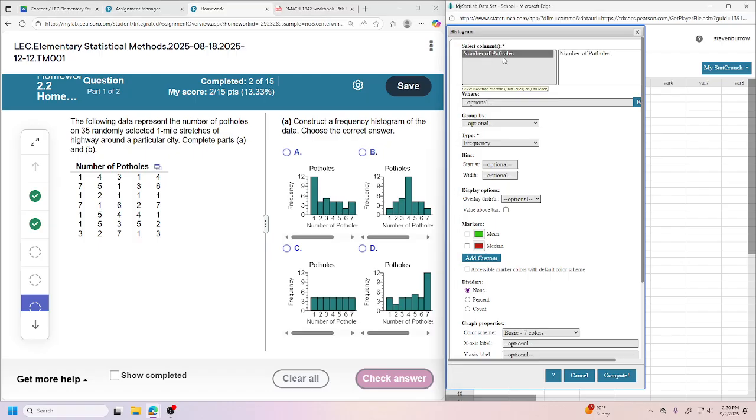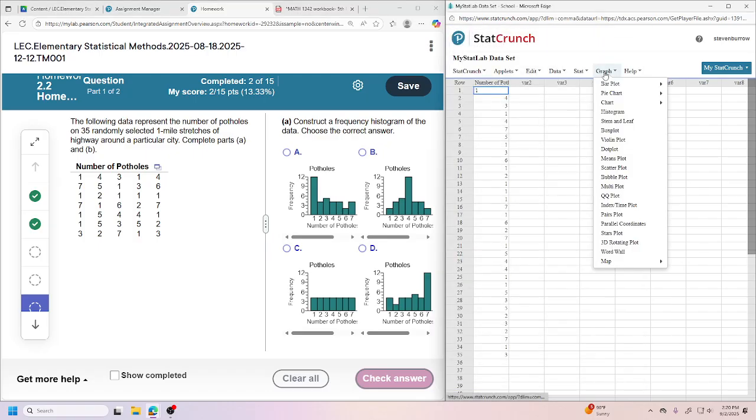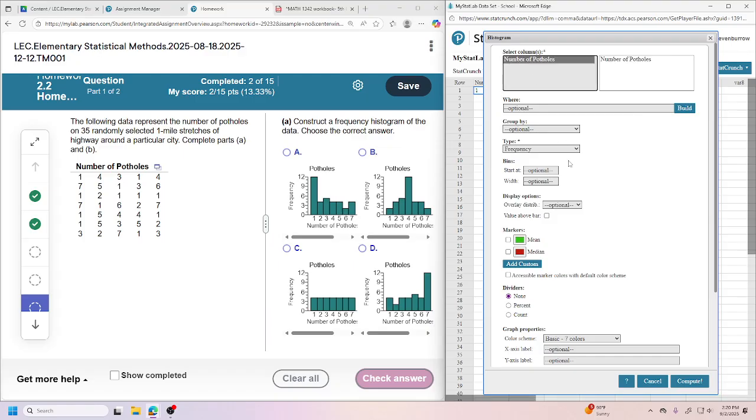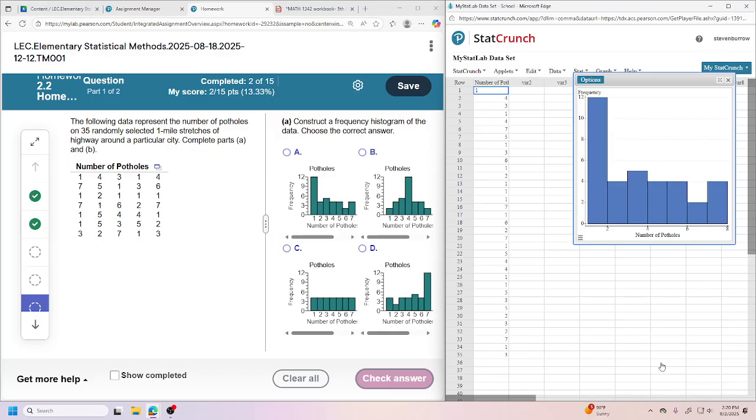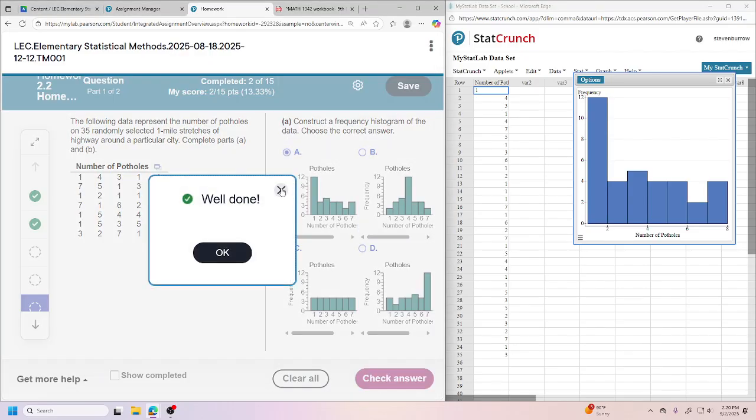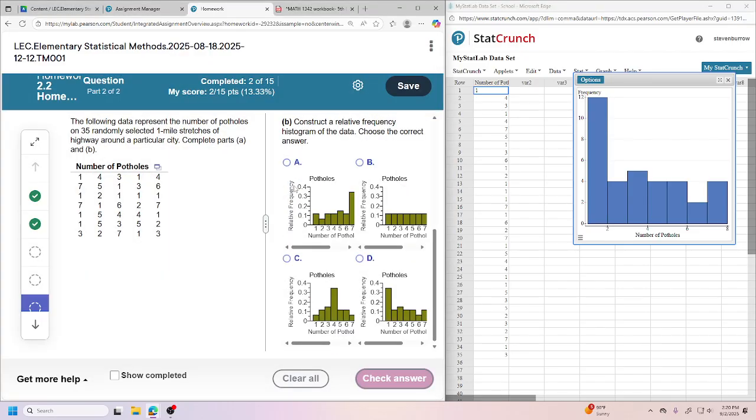So I'm going to click number of potholes. Did y'all see that I went there again? Let me do graph histogram. Because that's what they're asking for, a histogram, right? Graph of a histogram. Click number of potholes. And most of the time you can just hit compute and you're done. I'm going to see what it looks like, okay? Here we go. I'm going to hit compute. Yeah, and it's not bad. If I came up with this, which one would you pick? A. I love it. And we're done. Now, it's not always that easy, but wow, that was nice.